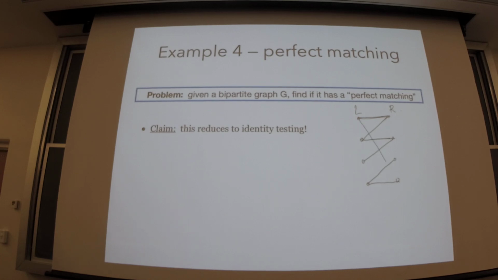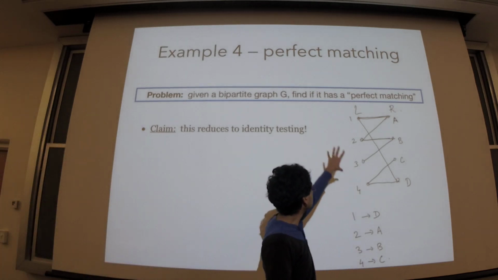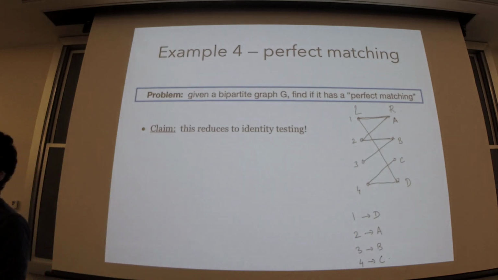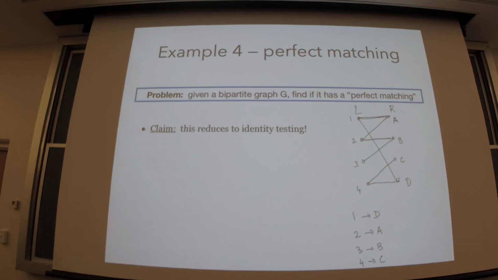But let's say I draw one extra edge. Now there is a perfect matching in this graph, because you can match 1 to B, 2 to A, 3 to B, and 4 to C. So in this graph now there is a perfect matching. This is the perfect matching problem. Any question about the problem itself? You are just given a bipartite graph, and the question is whether it has a perfect matching or not. So it's a binary decision problem that I'm posing.